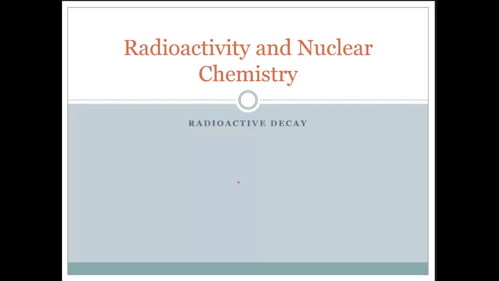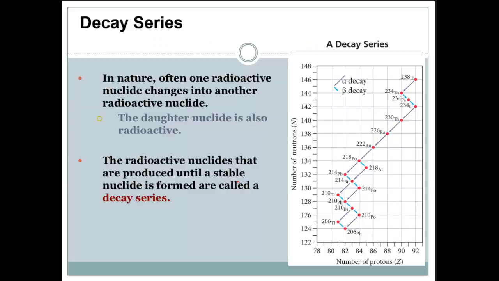In this tutorial, we will be discussing radioactive decay. In nature, often one radioactive nuclide changes into another radioactive nuclide. The daughter nuclide is also radioactive. The radioactive nuclides that are produced until a stable nuclide is formed are called a decay series.